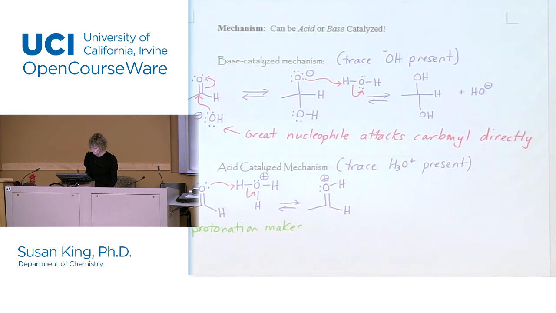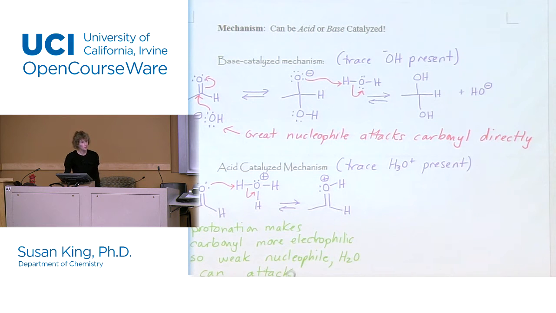Protonation makes the carbonyl more electrophilic. We're going to talk about why in class today, in discussion this week. More electrophilic. So weak nucleophile. Water's our weak nucleophile, can attack. So in the base catalyzed mechanism, the nucleophile attacks the carbonyl first. In an acid catalyzed mechanism, we protonate the oxygen first, and then the weak nucleophile attacks in the second step. So in the base catalyzed, we protonate in the second step. In the acid, we protonate in the first step.